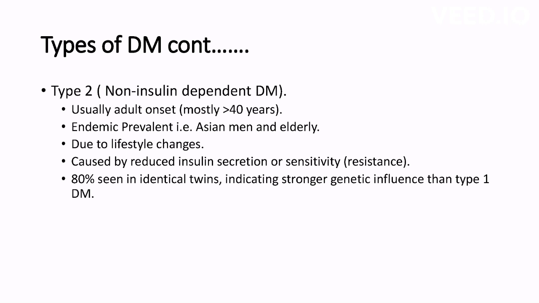So lifestyle changes like sedentary lifestyle, not doing exercises, eating too many carbohydrates, eating too many fatty foods, obesity. Those are the kind of lifestyle which predispose a person to get diabetes mellitus. And it is caused by reduced insulin secretion or sensitivity. So it leads to insulin resistance. So the cells do not respond to insulin at all. And like I told you on the previous slide, 80% is seen in identical twins, and this indicates stronger genetic influence than type 1 diabetes mellitus.